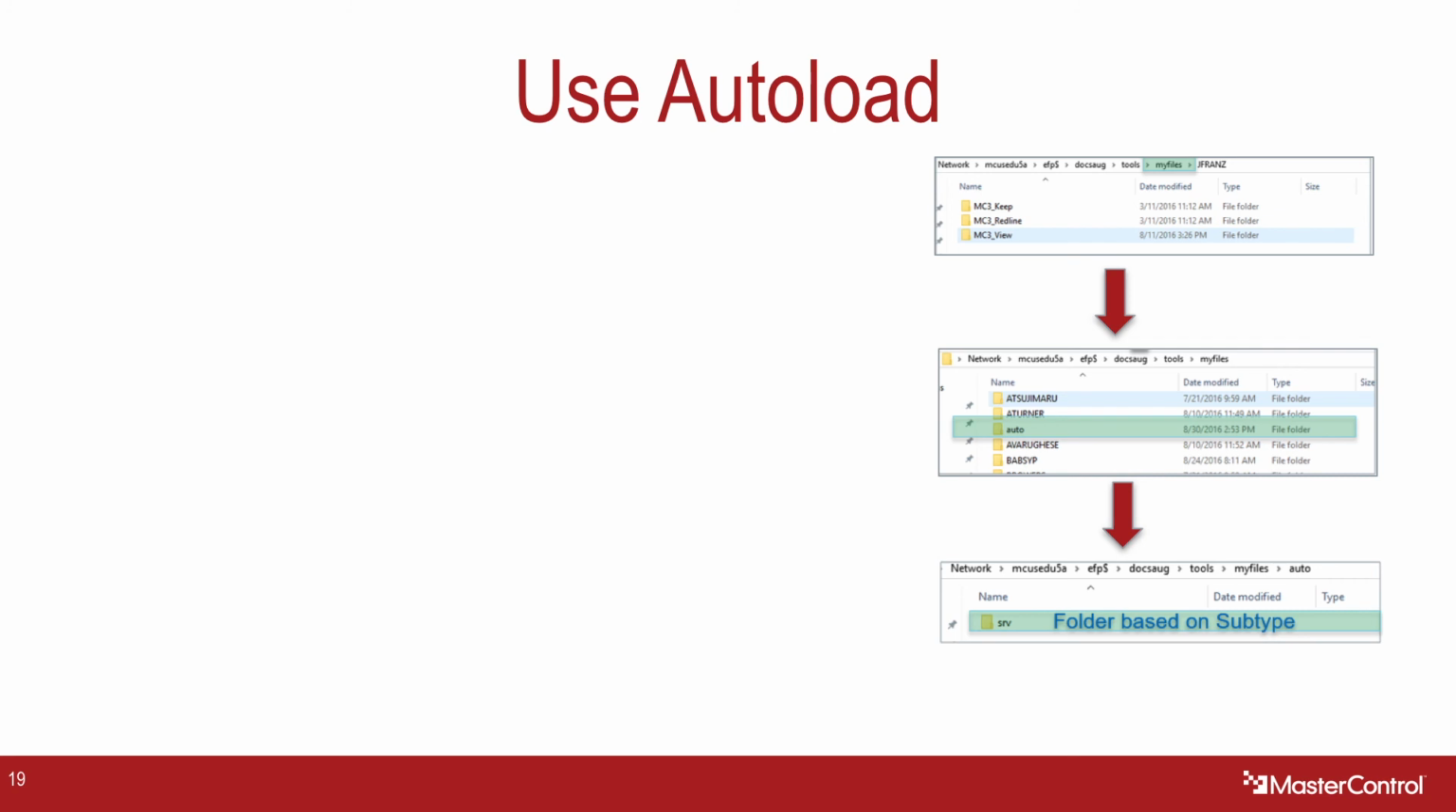Most of the time, people only go to their own folder. That's all they really see. But if you go up a level and you have auto load enabled, then it will create a folder at that upper level called auto, and within that folder you will have your individual subtypes listed, and that's why your subtypes have to be named uniquely.